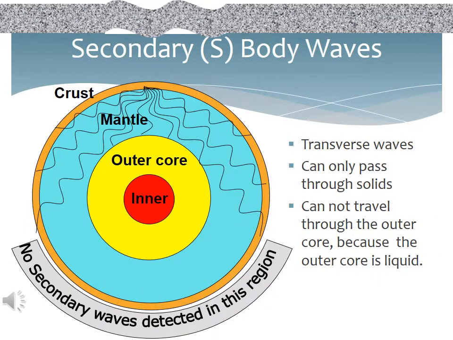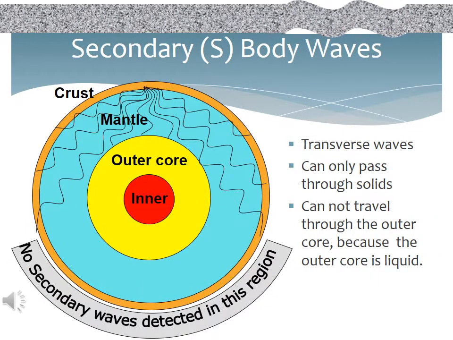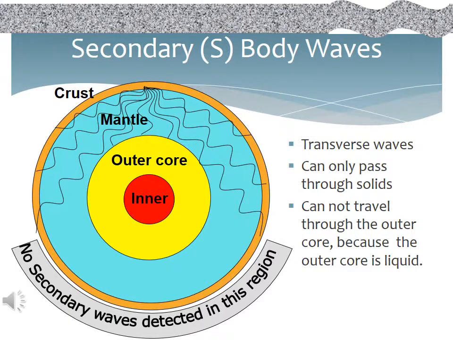Secondary body waves are transverse waves. That is, the motion is 90 degrees to the direction of travel, sideways vibration. Now, transverse waves can only pass through solids, not liquids or gases. So when the secondary body waves hit the outer core, they stop. The outer core is liquid. And so there's a large region on the other side of the Earth where you don't detect secondary body waves.